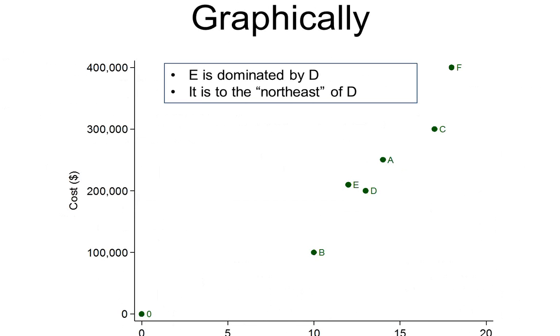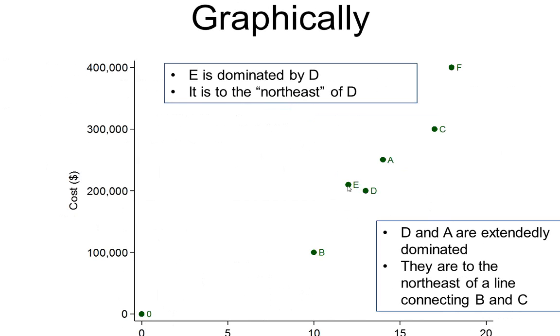We can see here that E is to the northeast of D. And remember, we said northeast means not cost effective. Northwest, that should be, is not cost effective, and southeast is cost effective. But here, E is more costly and less effective than D, so it's going to be dominated. And then remember we said that D and A were extendedly dominated. And if you imagine in your mind a line that goes from B to C, you can see that A and D are going to be to the northwest of a line that connects B and C. And I can actually draw that line for you, so it's easier for you to see.